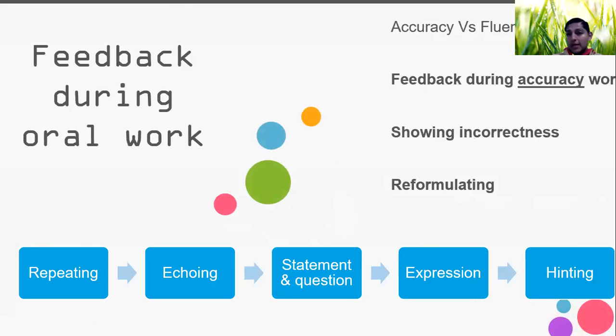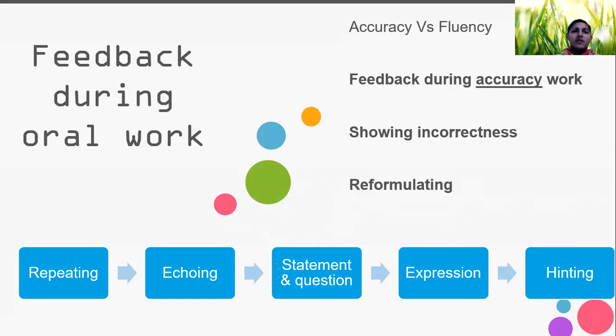Now, what I was talking about: feedback during oral work. Well, we could focus on accuracy, or we could focus on fluency when giving feedback. And when shedding light on accuracy, we need to show incorrectness by reformulating, by repeating, by echoing, by letting others answer a statement, question, expression, or giving a couple of clues for the student to solve it eventually on their own.